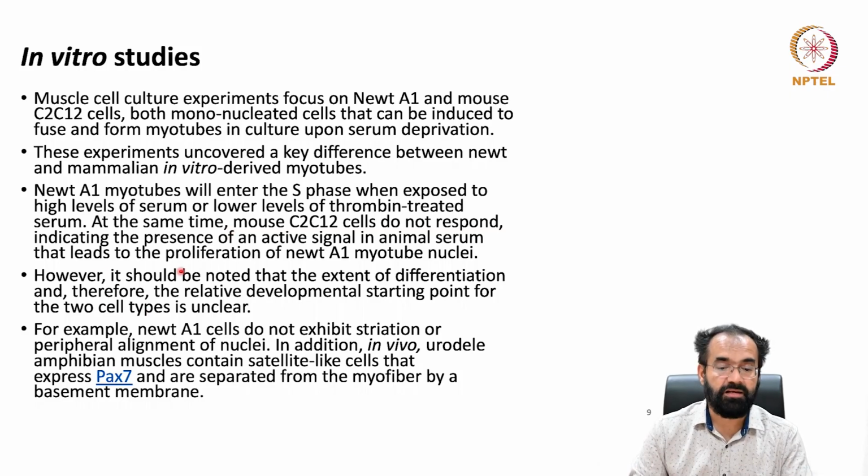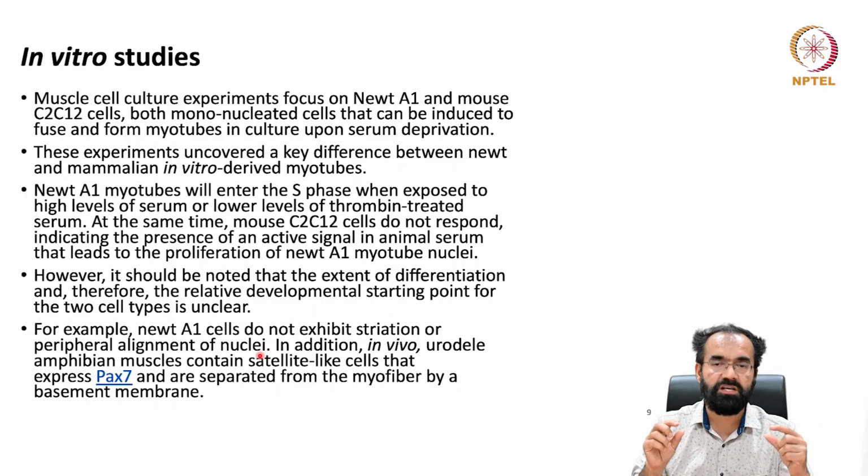However, let us note further. It should be noted that the extent of differentiation, and therefore the relative developmental starting point for the two cell types, remains unclear. What made them different? Although functionally they are becoming myotubes eventually, for example, newt A1 cells, these precursor cells of the myotubes, do not exhibit striation or peripheral alignment of the nucleus, like when the syncytial nucleus is formed in a myofiber, myotubes.